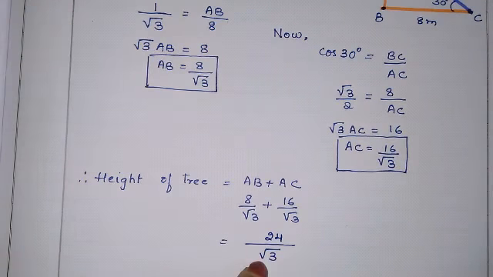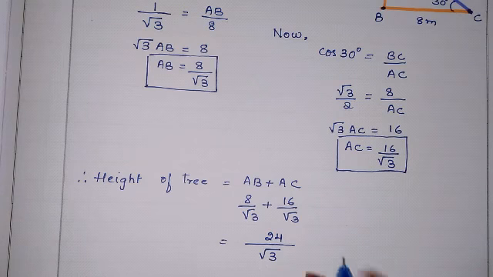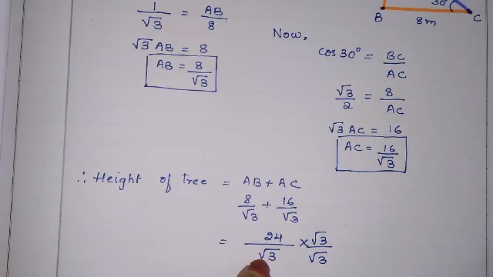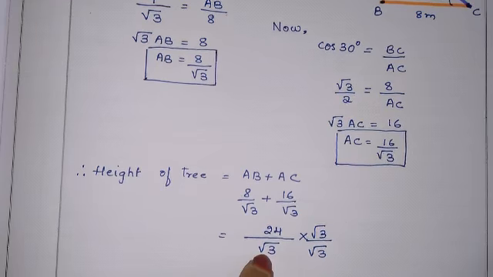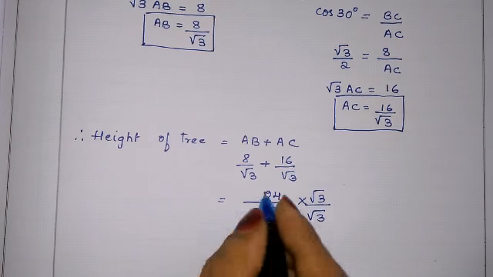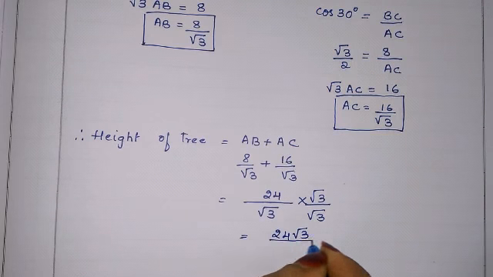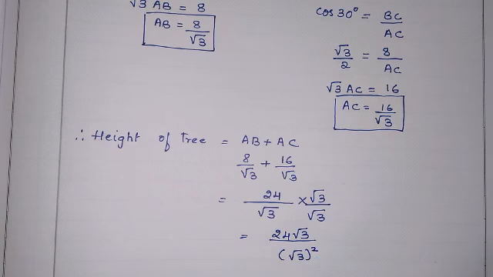But we know that in 9th standard, you people have learned to rationalize the denominator. Root 3 is there, so multiply root 3 upon root 3. When only a root is there, we have to multiply both numerator and denominator by the same thing to rationalize the denominator. Now what we have to do? 24 into root 3 upon root 3 into root 3, which is root 3 square.